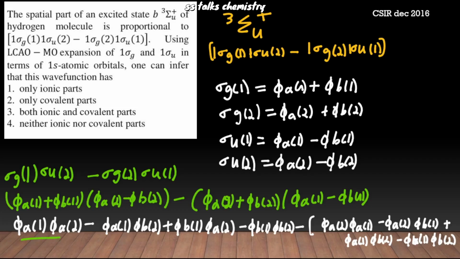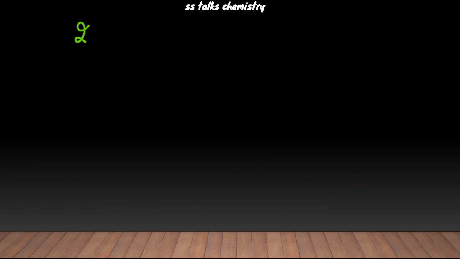So you see phi A1, phi A2 is positive, and phi A2 into phi A1 is negative. So these two will get cancelled out. Similarly, phi B1, phi B2 is negative, and this negative will become positive, so this is also cancelled out. So we are left with 2 times phi B1 into phi A2, minus phi A1 into phi B2.